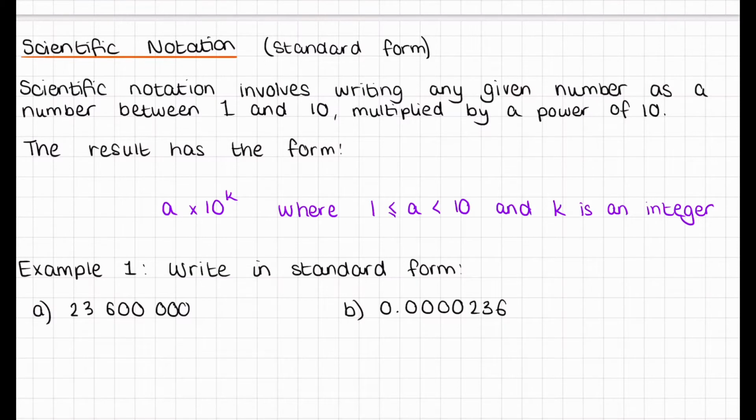And then the next part, where A has to be between 1 and 10, it's just telling us that A has to be between 1 and 10. It can't be 10, so A has to be a single digit. So it can be 1.3, 2.3, 9.7, 9.76, but that first number has to be between 1 and 10. And then the power with the 10 has to be an integer. Remember, an integer is a whole number, positive or negative. It just basically can't be decimal.